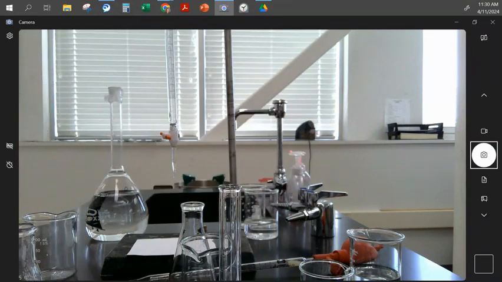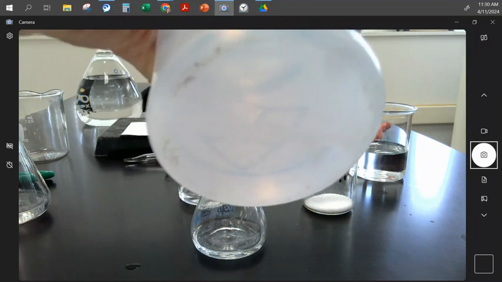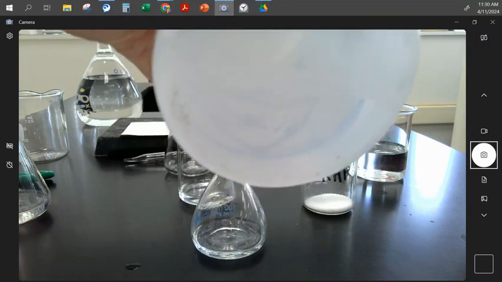I'm going to dilute this to 100 milliliters. I'm doing this because the vinegar will be too concentrated. If I just titrate straight vinegar, it's going to take like 100 milliliters. Okay, that will take too long for us. So doing the dilution step will help us a lot.